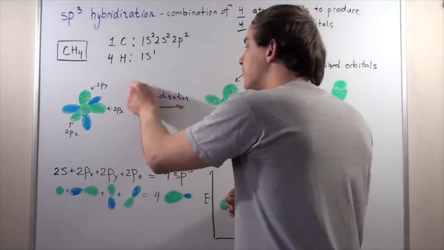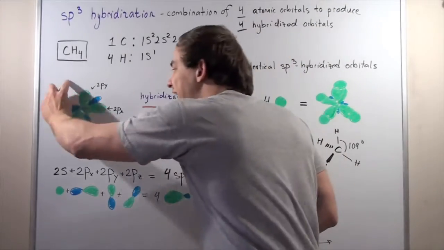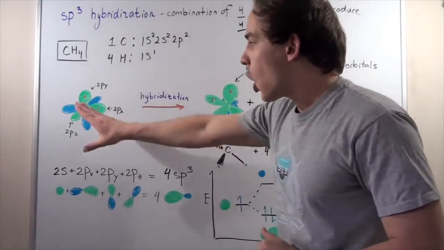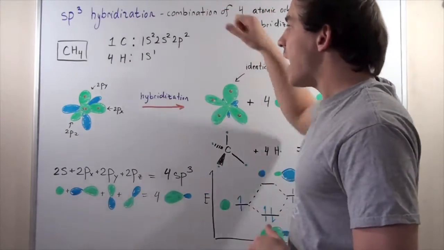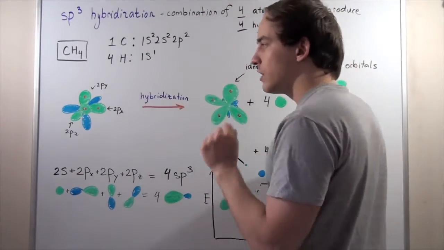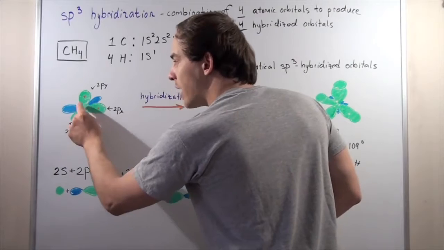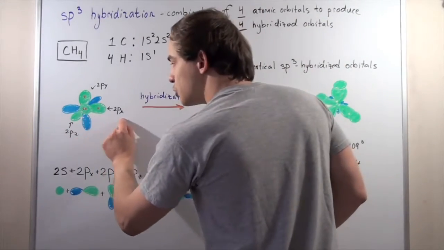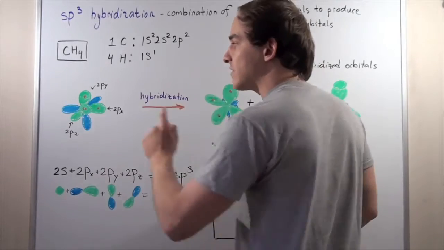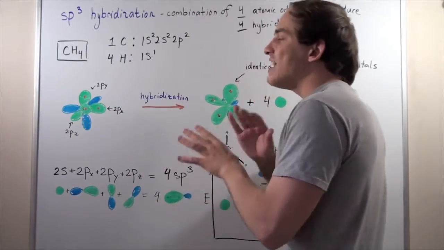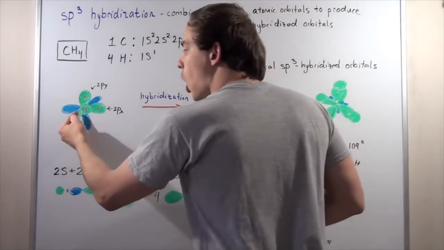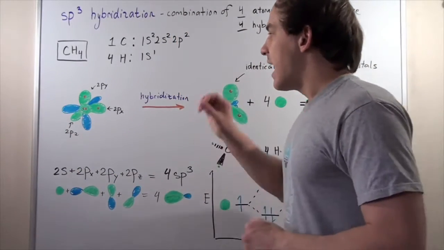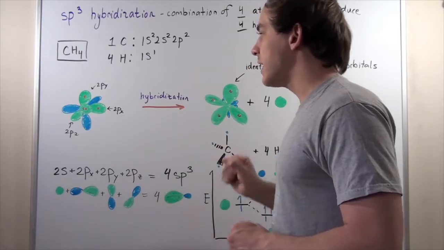So before hybridization took place, we had the following picture of our carbon atom. So the carbon atom has 4 valence electrons. 2 valence electrons are in the 2s orbital shown here. 1 valence electron is in the 2px, 1 valence electron is in the 2py, and no electrons are in the 2pz. So, how does hybridization take place?